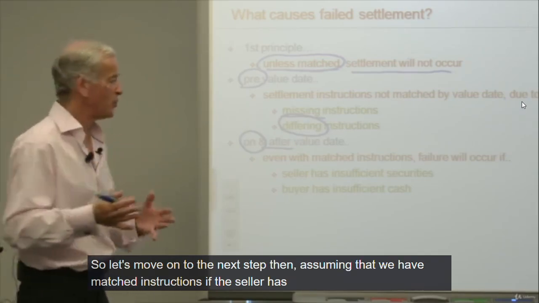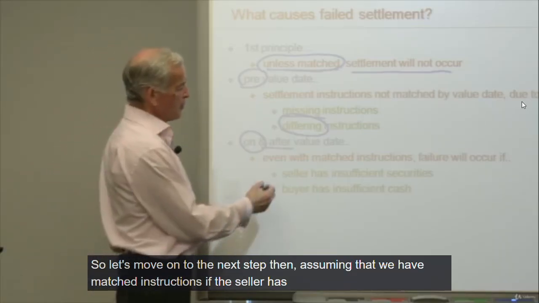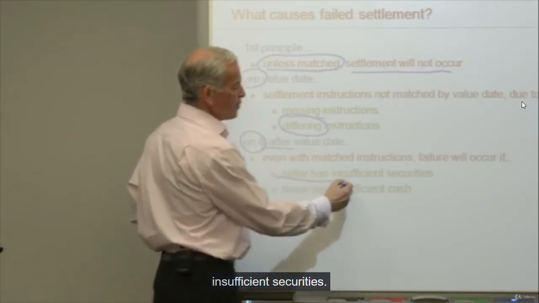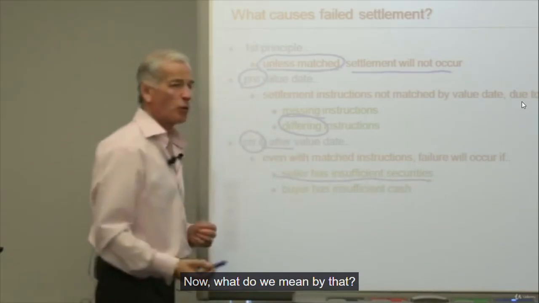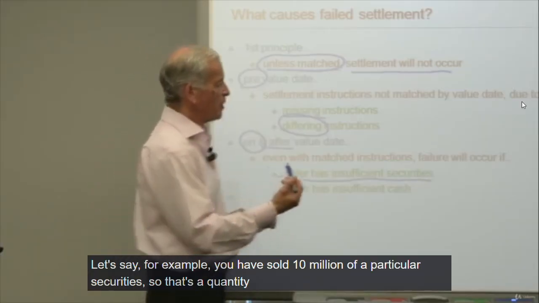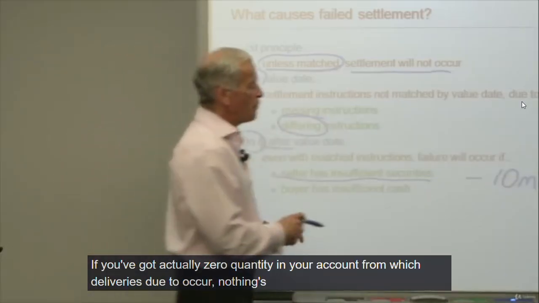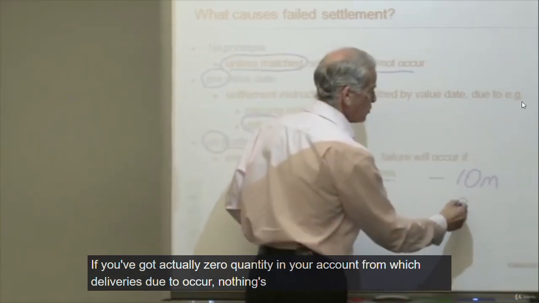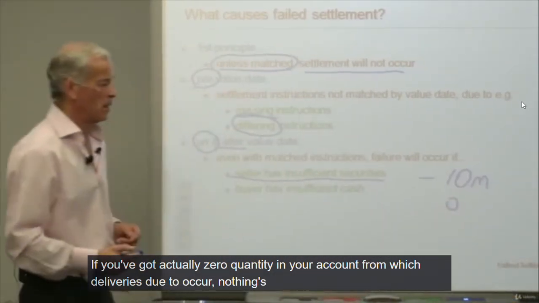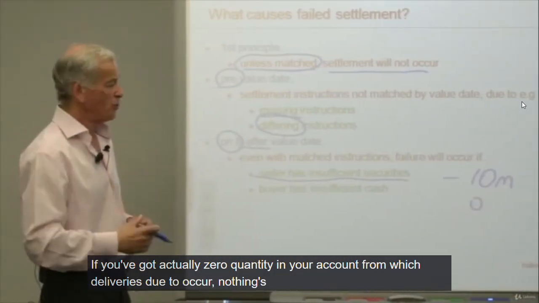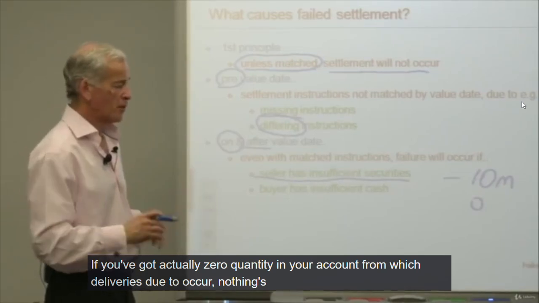Assuming that we have matched instructions, if the seller has insufficient securities. Now, what do we mean by that? Let's say, for example, you have sold 10 million of a particular security, so that's a quantity of 10 million. If you've got actually zero quantity in your account from which delivery is due to occur, nothing's going to happen.